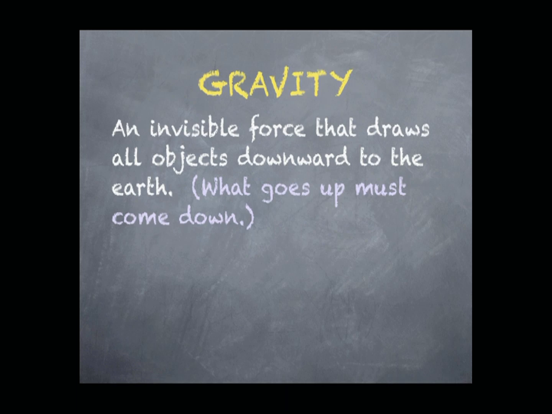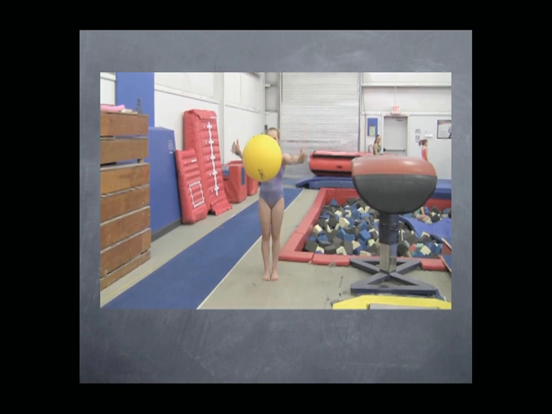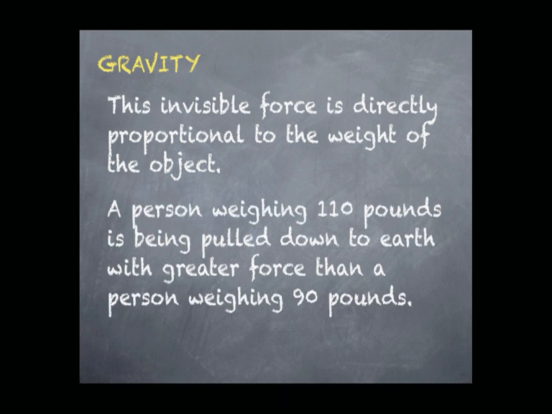But I want to first start by describing the effect that gravity plays in our sport. Gravity is an invisible force that draws all objects downward to the earth. We all know that what goes up must come down. In this video clip, you're going to simply see this girl drop the ball, and so it goes downward. The invisible force is directly proportional to the weight of the object. Obviously, the ball doesn't weigh very much, so it's pretty simple for it to fall. It's not going to fall very fast.